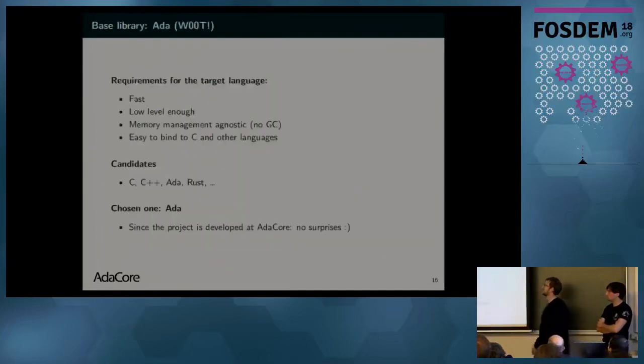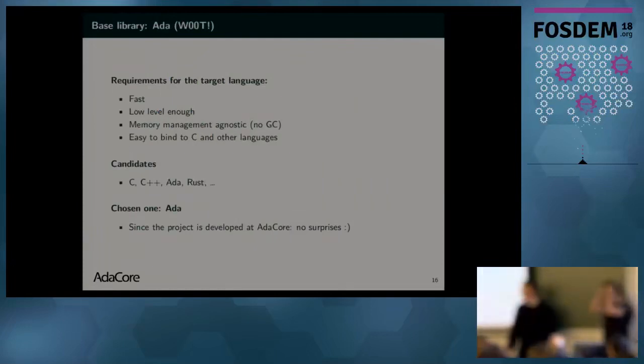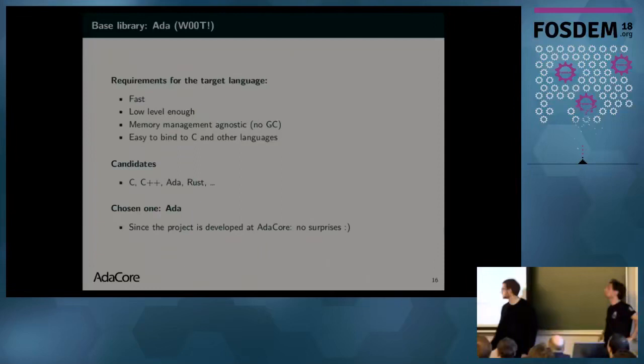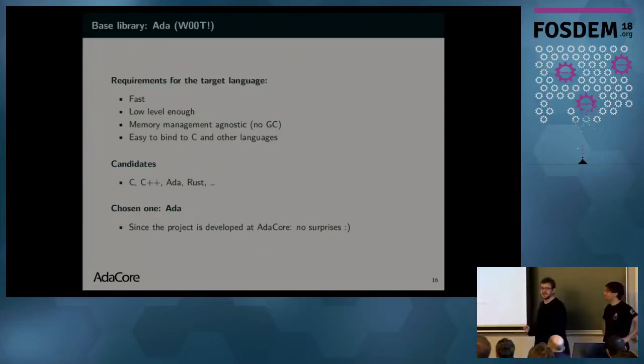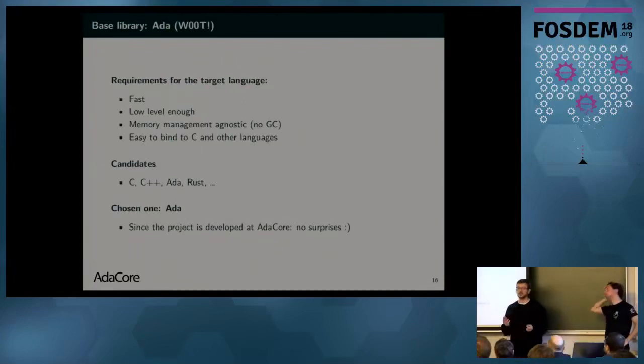So the base library is made in Ada. So it was an easy choice for us. I'm just going to point at the name of the company so that you understand, AdaCore. Basically, we needed a low-level language that can produce fast code and that doesn't have a memory management policy built in that would be complicated for us to handle in IDEs. For example, we didn't want to ship a GC along with the libraries because if you need to have results fast, maybe it's not a very good idea, etc., etc.